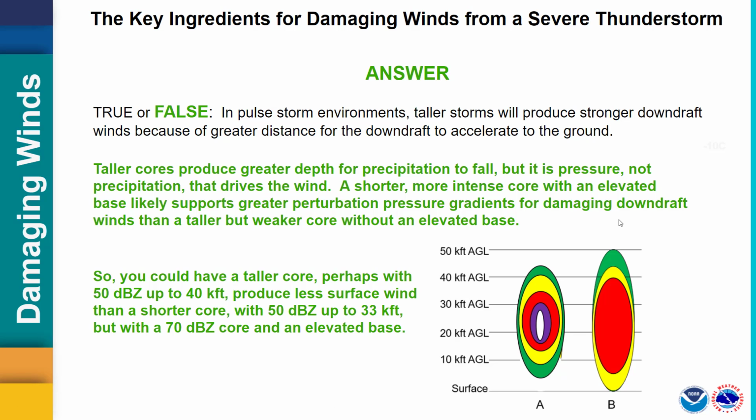Now, there is likely a relationship in which taller cores also contain a greater precipitation core than more shallow cores, thus leading to stronger winds from storms with taller cores, but that may not always be the case.